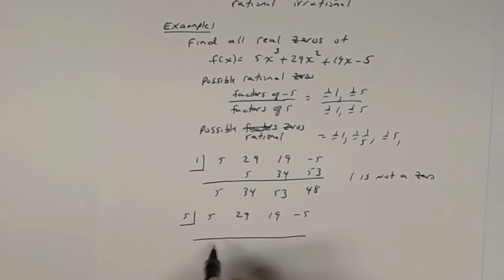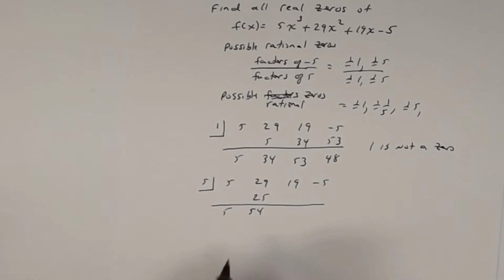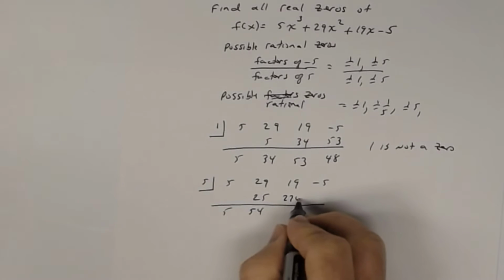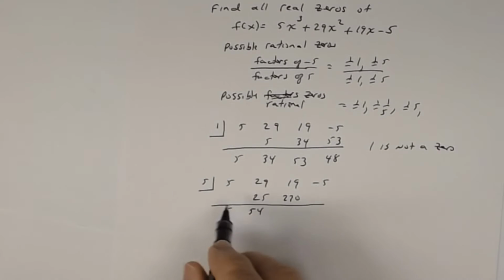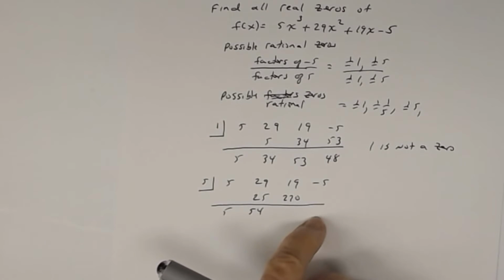So we bring down the 5. 5 times 5 is 25. We add them up: 29 plus 25 gives us 54. All right, and so 5 times 54 gives us 270. Now you can see from here that's not going to work, right? 270 plus 9, because there's no way you can get a 0 here, because you need this to be a positive 5, right, to get a 0, and you can see it's not going to work.